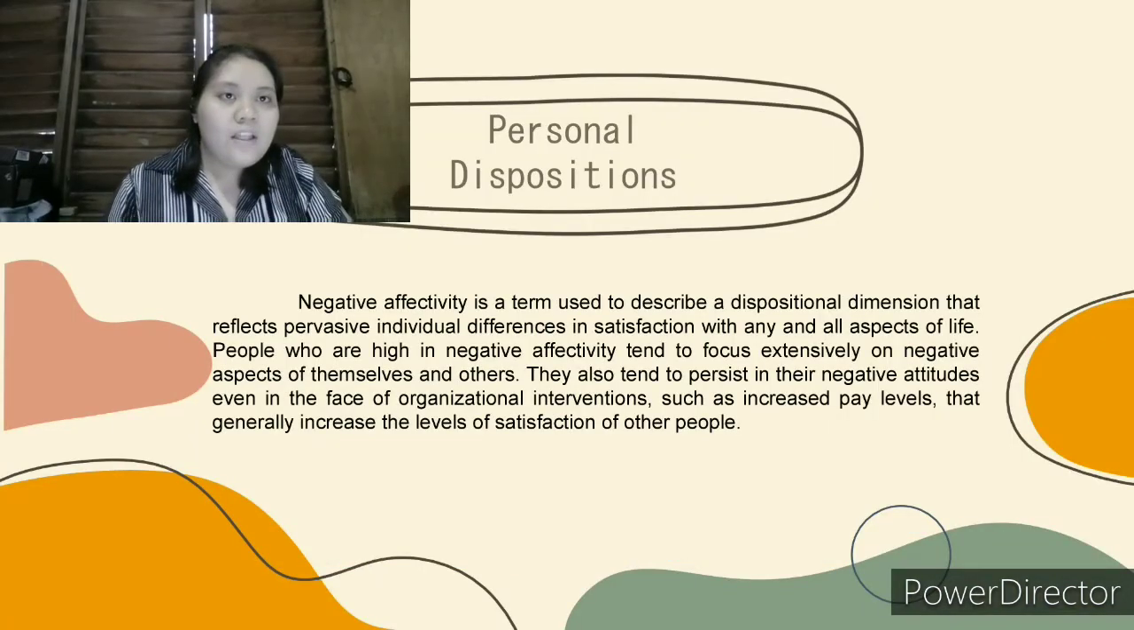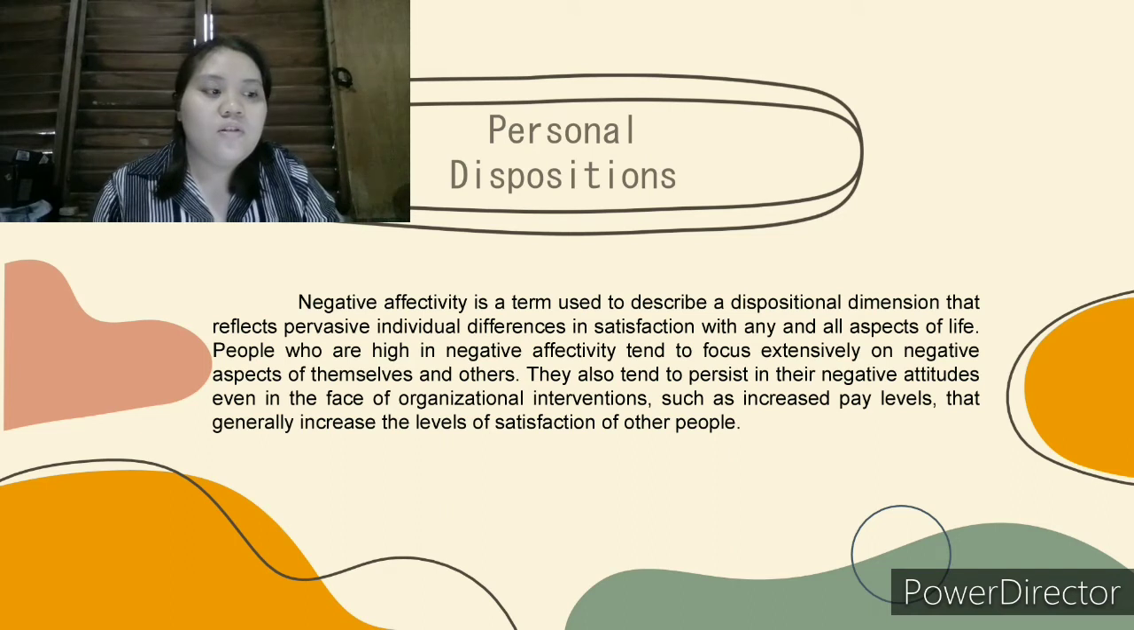Personal dispositions. Dissatisfaction is an emotion that ultimately resides within the person. It is not surprising that many who have studied these outcomes have focused on individual differences. Negative affectivity is a term used to describe a dispositional dimension that reflects pervasive differences in satisfaction with any and all aspects of life. People who are high in negative affectivity tend to focus extensively on negative aspects of themselves and others.